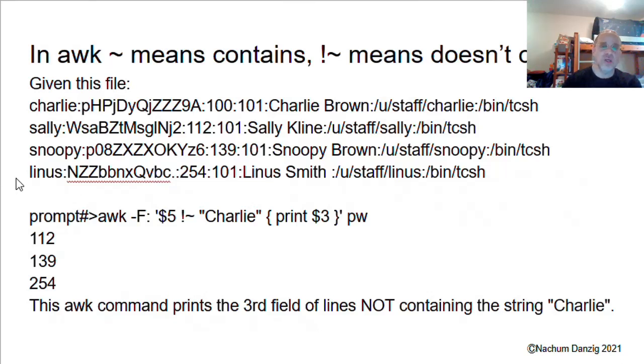Here's another example. If this is the third field, the fourth, the fifth field is Charlie Brown or Sally Klein or Snoopy Brown or Linus Smith. So if the fifth field, again, we're using the field separator as a colon. The fifth field does not contain, this means does not contain, not tilde, does not contain, this is different from C++, does not contain the word Charlie, then print the third field. So again, it's going to print 112, 139, because those ones, the last three, do not contain Charlie over there, but the first one does.